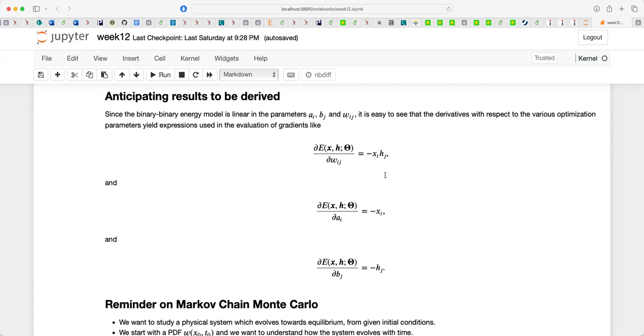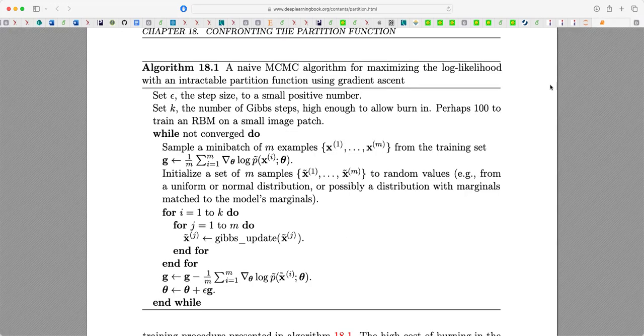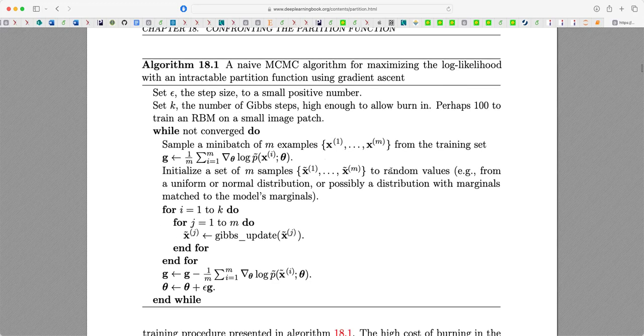So if you look at the algorithm, what I'm going to do is to simply take from the textbook by Goodfellow, Bengio and Courville. And this is in section 18.1 and 18.2. And this is one of the ways you would do that. So if you now look at the algorithm, you need to set a learning rate. So this is what they call the step size. This is the learning rate.